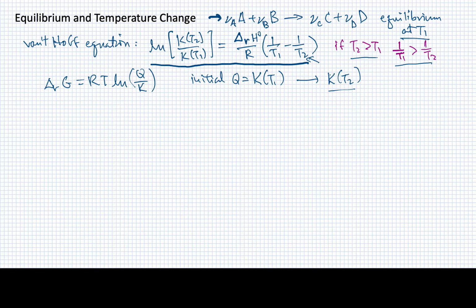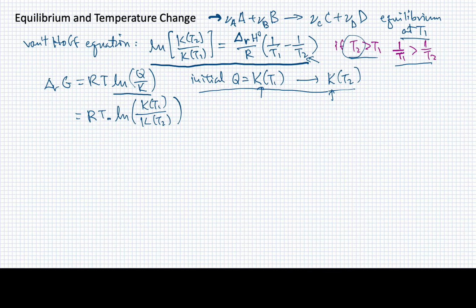So if I want to use this change process in my evaluation of this logarithm, what that means is that I'm going to be calculating RT log, and now Q is still stuck at its initial value, K of T1, and it's going to be divided by the new K, K of T2. Now I'll note that since we've changed the temperature to a value of T2, that means this temperature here must be T2. So I'm going to have this relationship also.